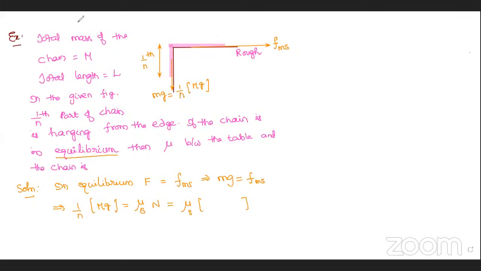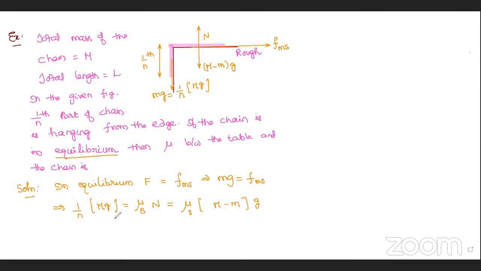Part on the table means the mass of this one, that is the weight of that chain part, is the remaining mass. Remaining mass means (M minus m) into g, because this weight is Mg. So remaining is (M minus m) into g. And that is equal to the normal reaction here on the table. Taking the normal reaction here, this is the normal reaction. So N is equal to (M minus m) into g.